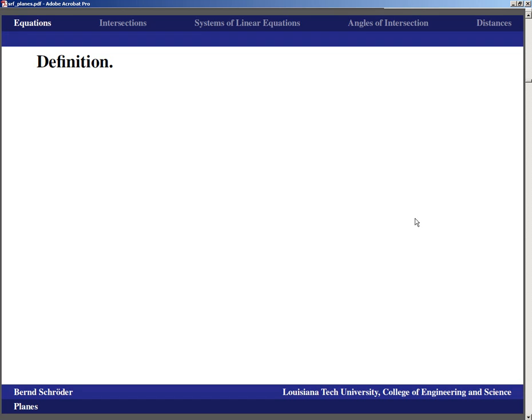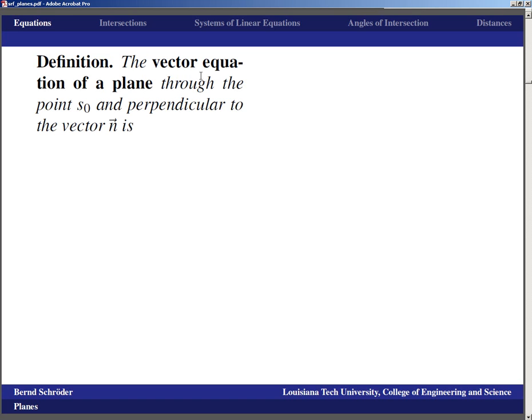Alright, well, next definition, the vector equation of a plane. You may have wondered why we didn't call the previous equation the vector equation. Well, that's because the vector equation is what comes next, and that is the vector equation of a plane through the point s0 and perpendicular to the vector n, given by n dot (s minus s0) equals 0, and that is because a plane can also be envisioned as the set of all points that are perpendicular to a certain normal vector and located at a certain height.